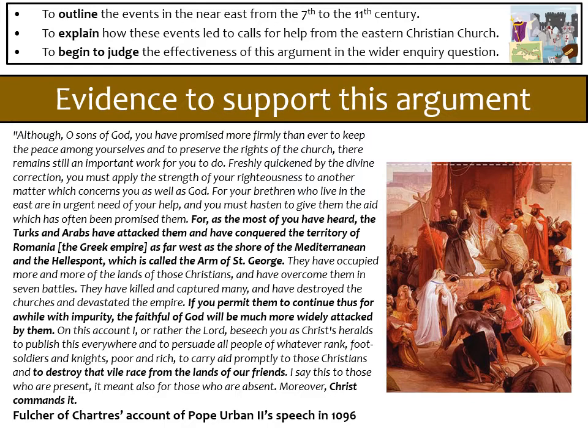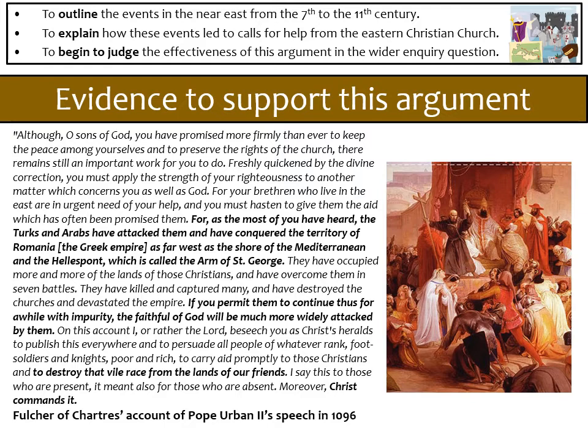So you can see, as most of you have heard, the Turks and Arabs have attacked them and have conquered the territory of Romania, the Greek Empire, as far west as the shore of the Mediterranean, the Hellespont. The Hellespont is Byzantine, which is called the Arm of St. George. If you permit them to continue thus for a while with impurity, the faithful of God will be much more widely attacked by them. And we need to destroy that vile race from the land of our friends. So the friends being the Byzantine Empire.